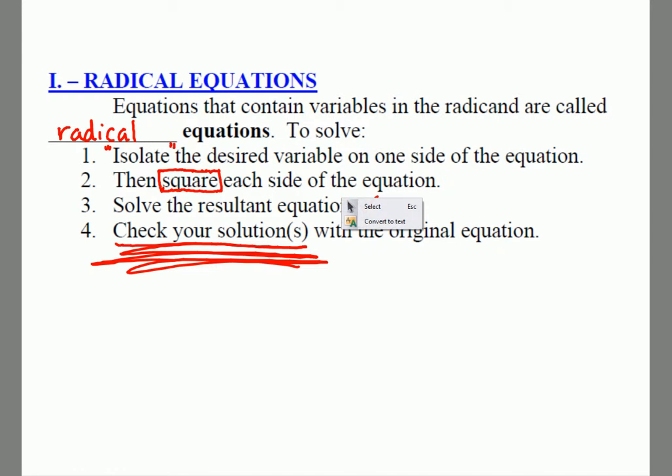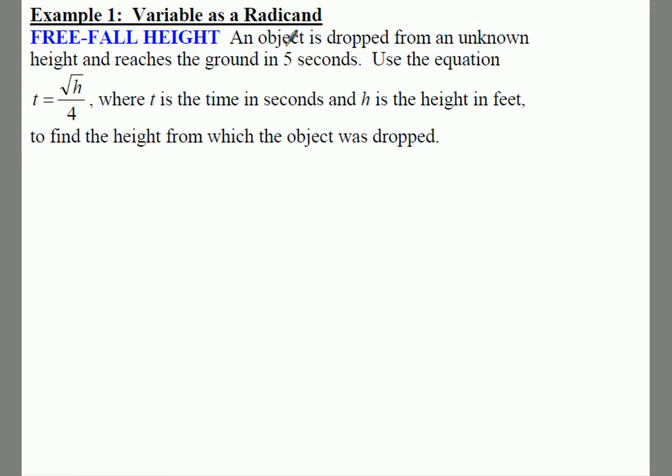So let's dive right in here. Oh, that's a funny pun, because we're talking about free falling here. It says an object is dropped from an unknown height and reaches the ground in 5 seconds. Use the equation t equals the square root of h all over 4, where t is your time in seconds and h is the height in feet. I always like to underline whatever my variables represent. H is going to be my height, t is my time. To find the height from which the object was dropped.